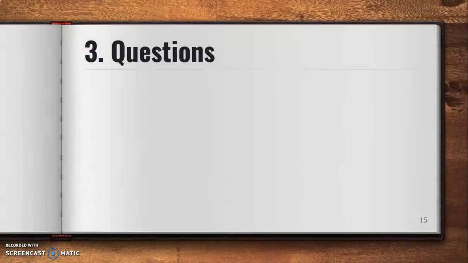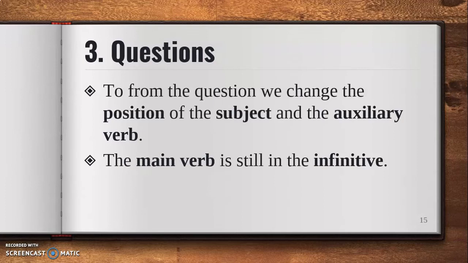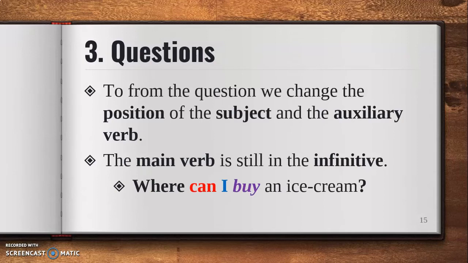Good. Now let's come to questions, the third form. To form the question, we change the position of the subject and the auxiliary verb, as you know. So the main verb is still in the infinitive form, or the base form of the verb is used. Look at the examples here. The auxiliary verb, the modal verb can, is in red color, then the subject is given in light blue, and finally the main verb is given in purple color. So as you can see, we have rearranged the position of the subject and the verb.